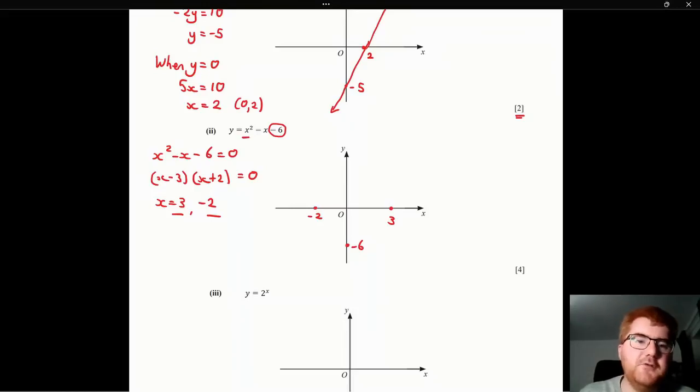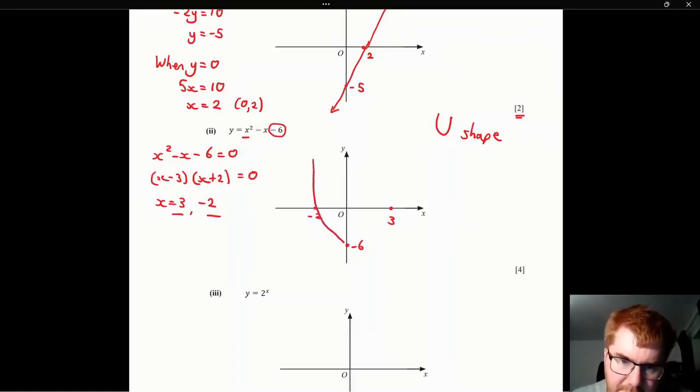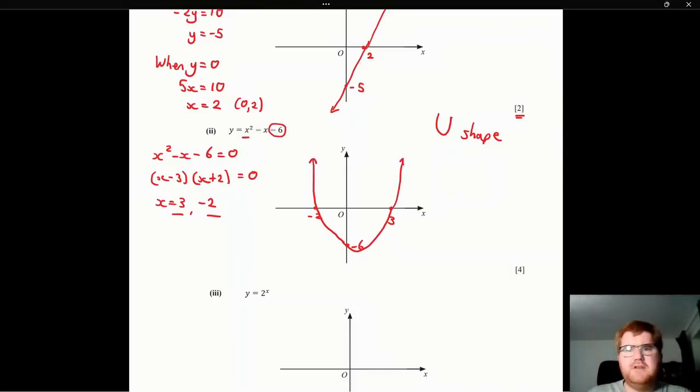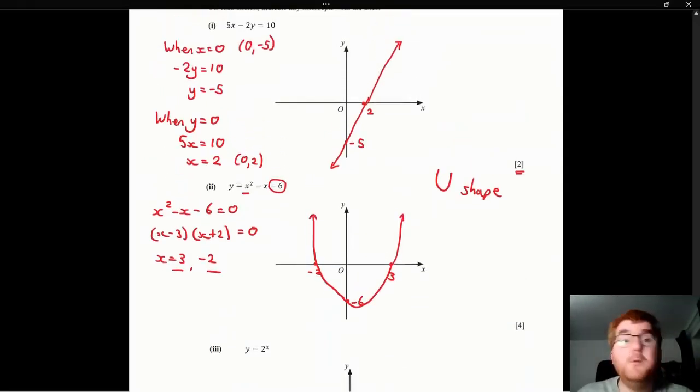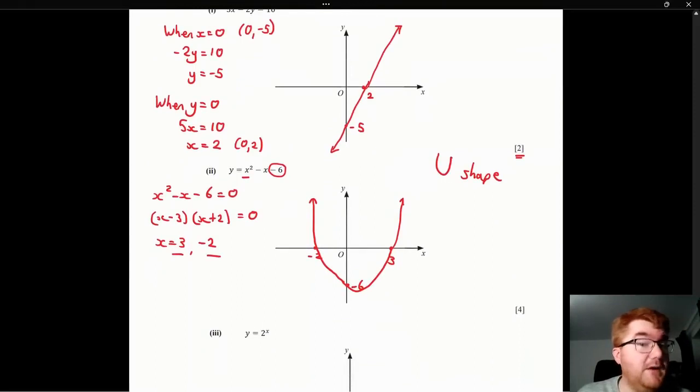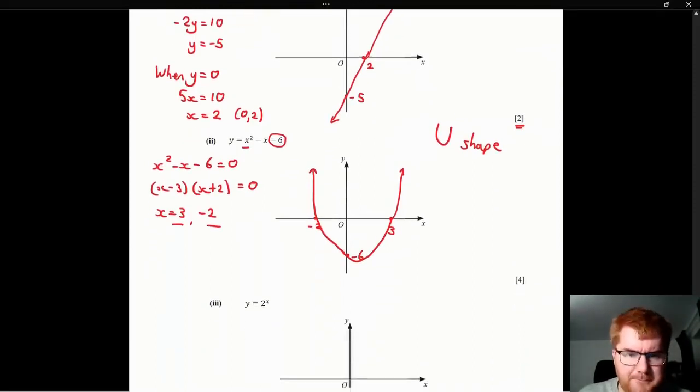We know it's a positive quadratic, so it's going to be a U shape. And then we can just connect everything up here. So we get a graph. The minimum point, by the way, will be down here somewhere, and then we come upwards like so. Strictly speaking, we don't need to work out the minimum point, but we could do that through differentiation as well, or the axis of symmetry.